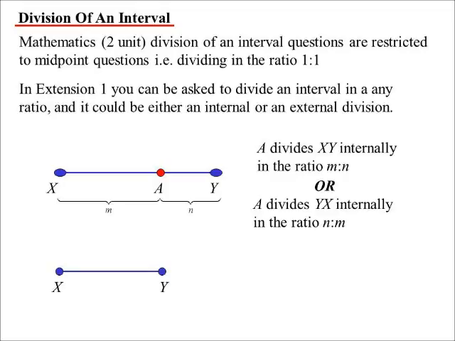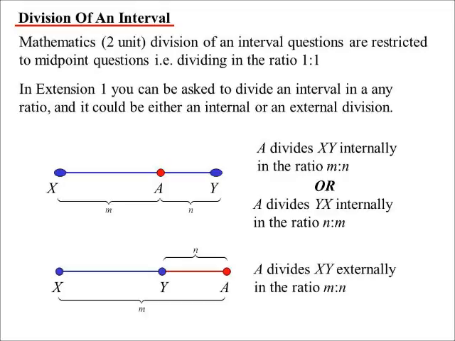Now, external ratio. There it is. It just means the point's on the outside of the interval, so if you produce the line. But the same rules apply. M to n: A to X would be m, A to Y would be n.